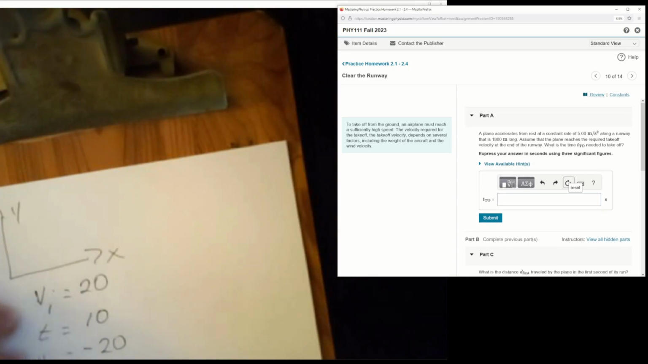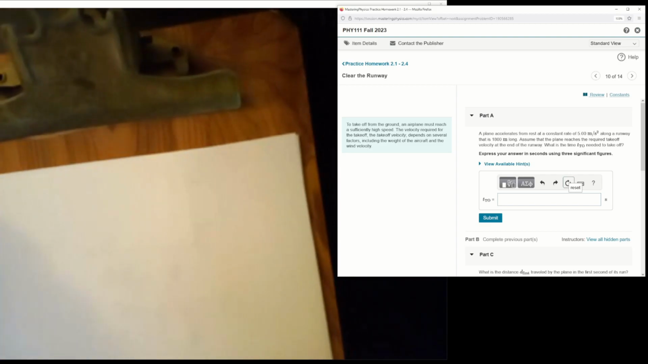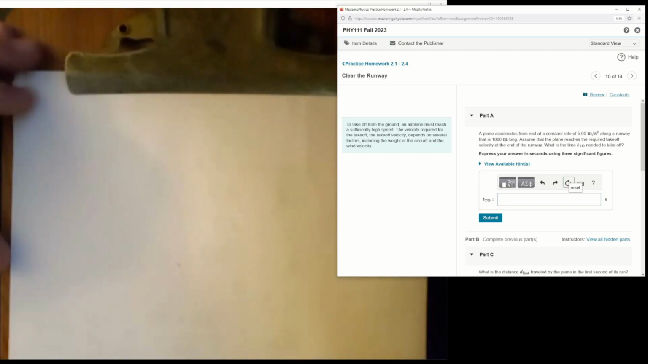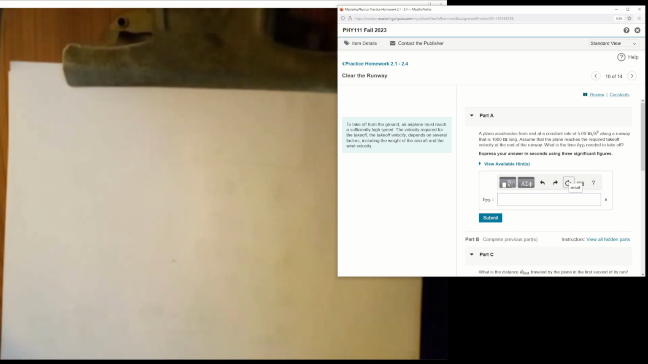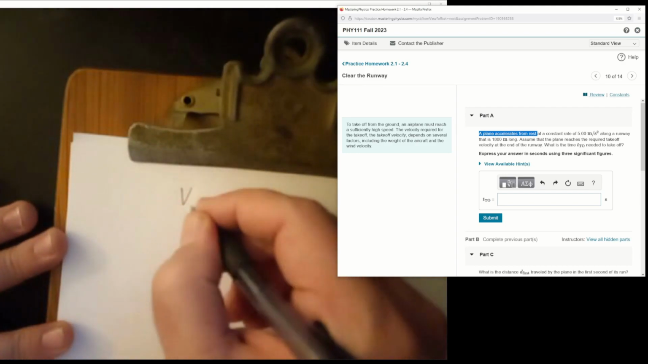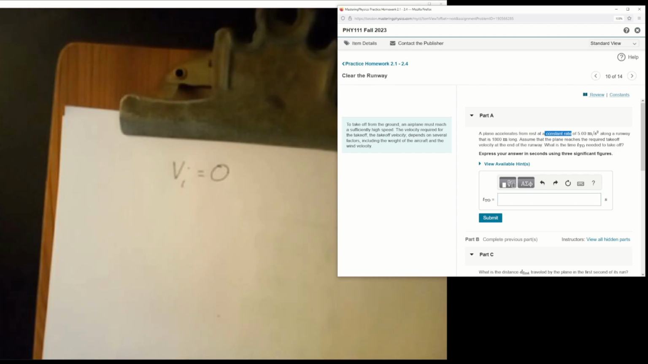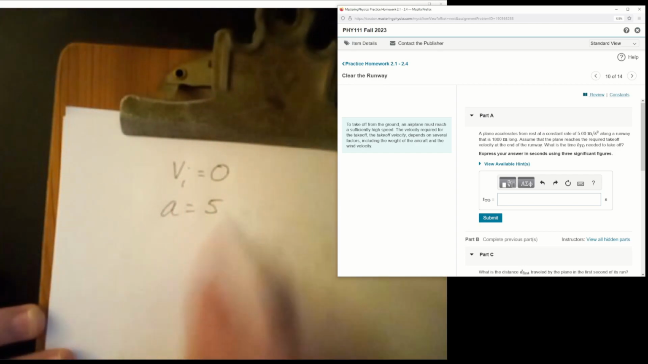So we got an airplane that has to reach a speed. Let's take a look at what information they're giving us. Notice it says a plane accelerates from rest. So there's a number hidden in there. From rest means its initial velocity is 0. It's starting from rest, so there's that hidden number in the words. And it accelerates at a constant rate of 5 meters per second squared. So we've got our acceleration.